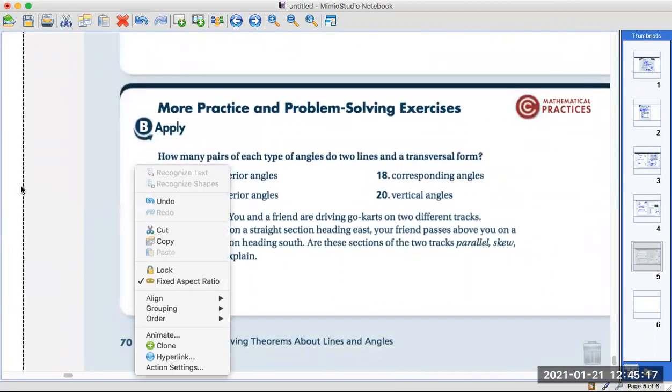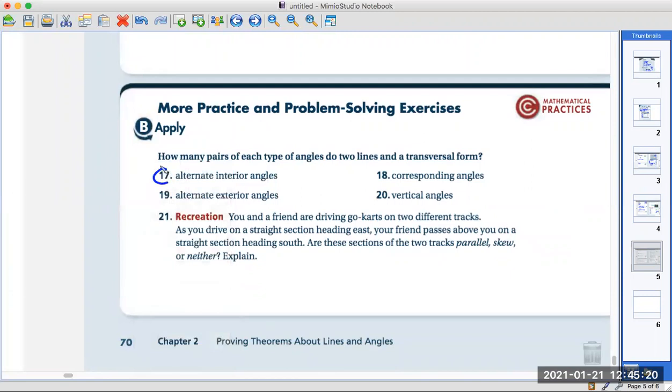How many pairs of each type of angles? I talked about that. You can just look at that previous page and count them. Besides vertical angles, that's not there. You have to kind of look at the picture and count them. And then this one, go-karts on different tracks. Is it skew, parallel, or neither the two tracks that they're describing?